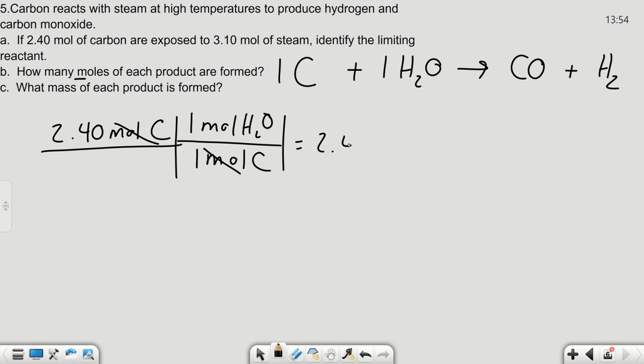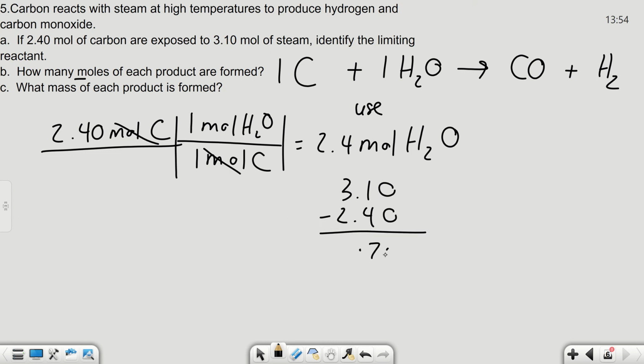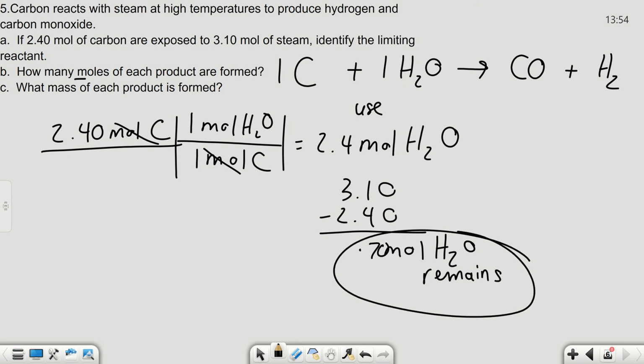I'm using 2.4 moles of water. 3.10 minus 2.40 equals 0.70 moles of water remaining. Okay, so that shows the excess reactant calculation.